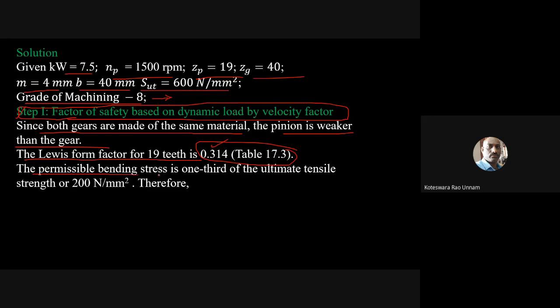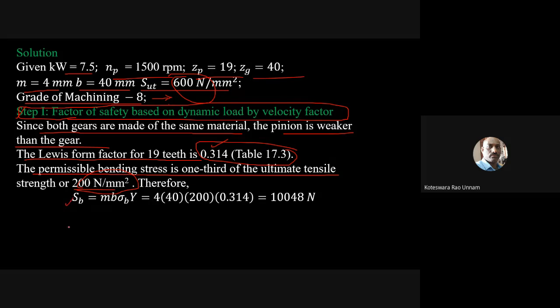Then the permissible bending stress is 1/3 of the ultimate strength. The ultimate strength is 600 Newton per mm square, so the permissible bending stress is 200 Newton per mm square. Then the beam strength is given by the equation M into B into sigma B into Y. M is 4, B is 40, sigma B is 200, and Y is 0.314. From that you will get beam strength as 10,048 newtons.